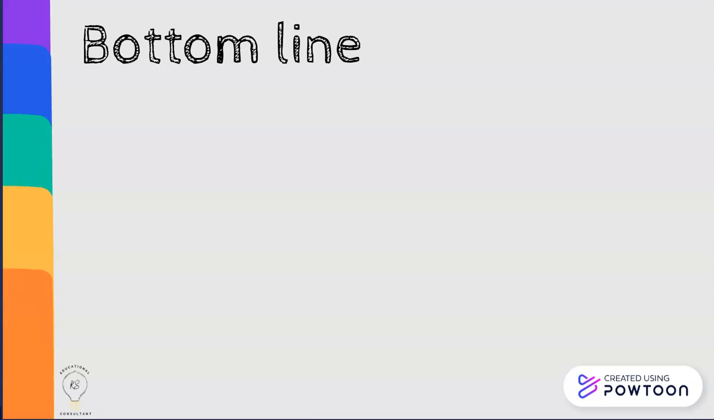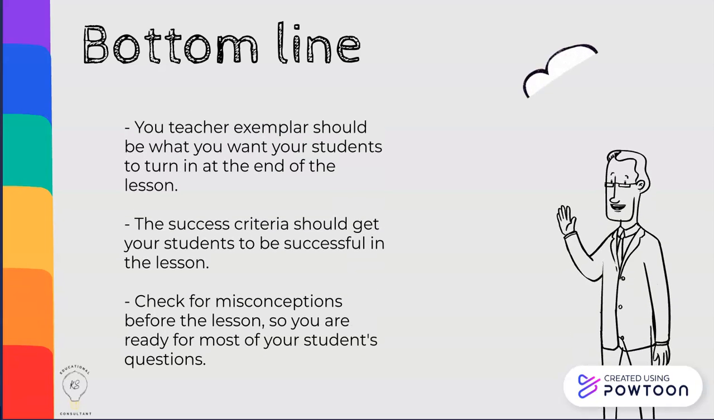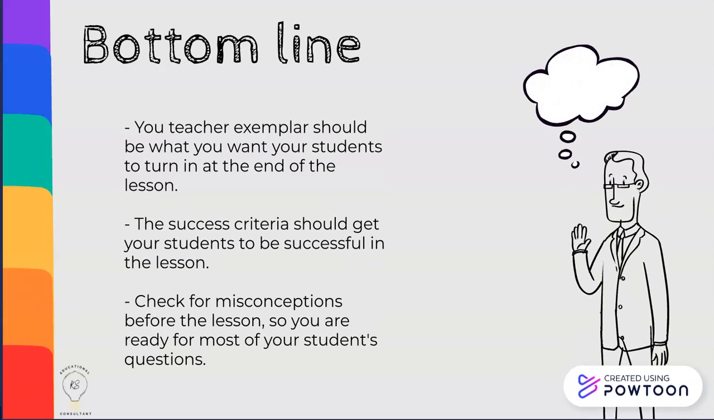Bottom line is, your teacher exemplar should be what you want your students to turn in at the end of the lesson. The success criteria should get your students to be successful in the lesson. Check for misconceptions before the lesson so you are ready for most of your students' questions.